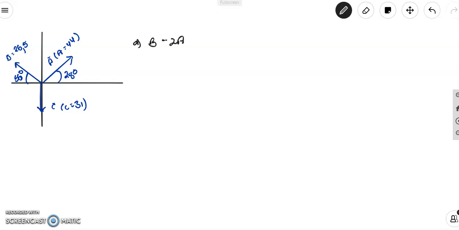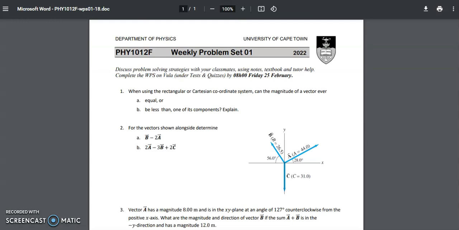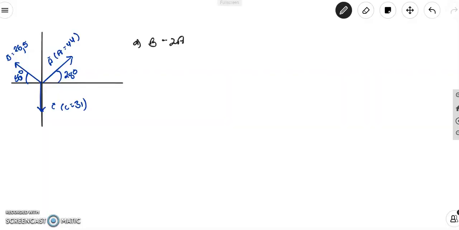Hey guys, this is now question 2 from this PDF, and it's saying for the vectors shown alongside we're supposed to determine b minus 2a, and I've drawn it again here on the whiteboard. So the first thing you do when you see this kind of question is to write a, b, and c in their vector form, Cartesian form, the one I was talking about in the previous video.